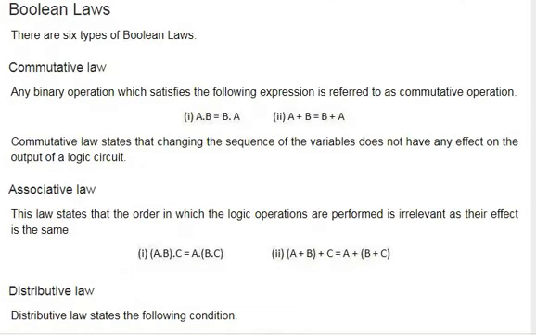So we have Boolean laws. Commutative law: A dot B is nothing but B dot A, and A plus B is nothing but B plus A. Changing the sequence of variables does not affect the output. Associative law: (A dot B) dot C is nothing but A dot (B dot C).